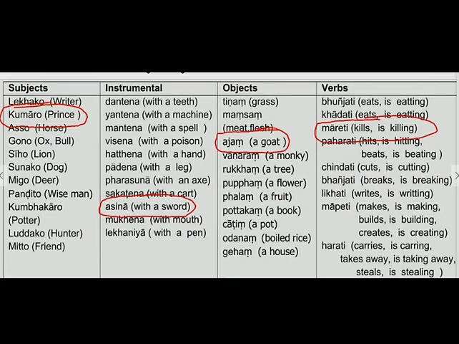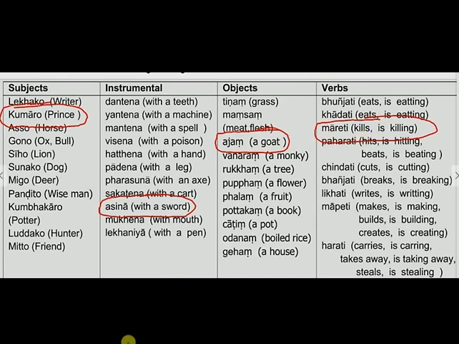Another one. Kumāro, prince. Instrumental: asinā, with a sword. Object: ajaṃ, a goat. Verb: māreti, kills or is killing. So: kumāro asinā ajaṃ māreti. The prince kills, or is killing, a goat with a sword.